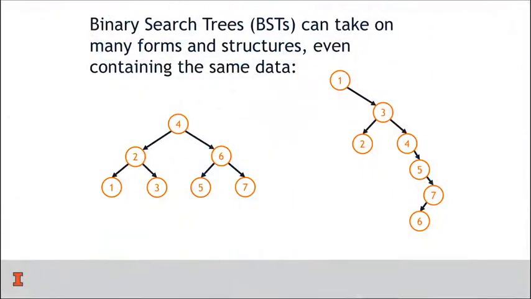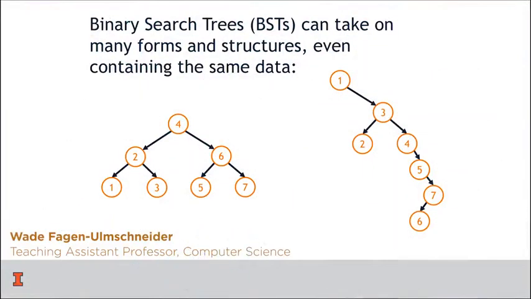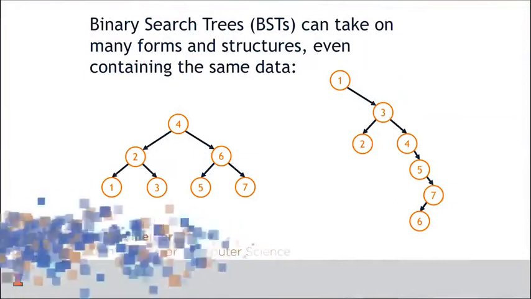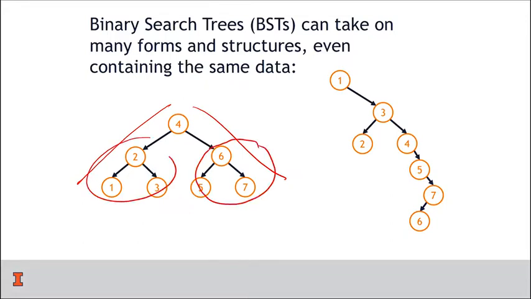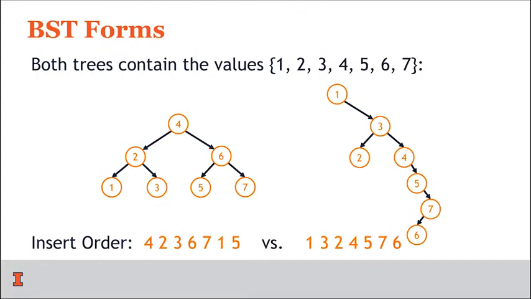Binary search trees can take on many different forms and structures, even if they contain the exact same data. Consider these two binary trees. Both of these binary trees are correct binary trees in the sense that the left side always contains nodes less than the root, and the right side contains nodes only greater than the root. Both of these contain the numbers 1 through 7. They're both correct binary trees, but they have a very, very different structure.